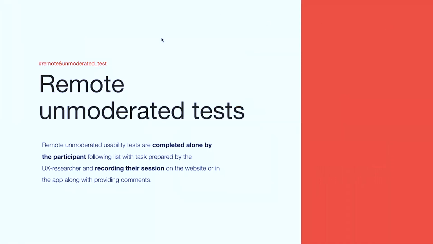Hello, me. Yeah. So the next test we would like to talk about is remote unmoderated testing. It may sound complicated from the name because it's long and complex, but nothing to be afraid of. Basically, such usability tests are completed alone by the participant, following a list of tasks prepared by the UX researcher. Participants record a session and provide some commentary about their actions on the website.